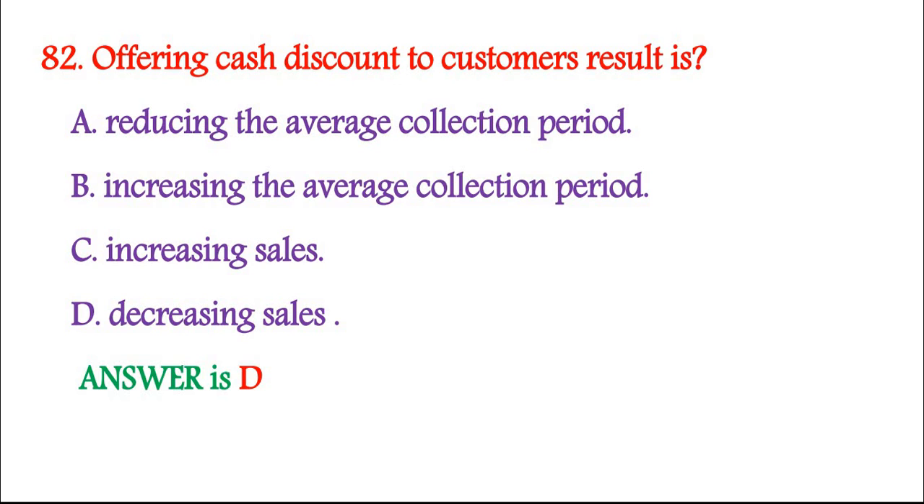82. Offering cash discount to customers results in: A. Reducing the average collection period. B. Increasing the average collection period. C. Increasing sales. D. Decreasing sales. Answer is D.